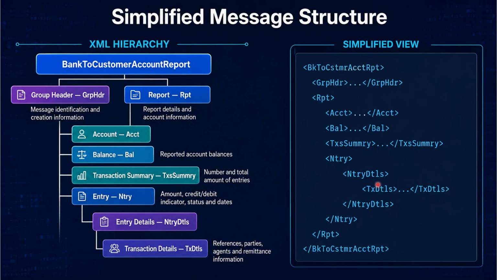An important structural point is that account, balance, transaction summary, and entry are sibling components inside the report. They are not nested inside one another. The exact production structure must follow the applicable ISO 20022 schema and usage guidelines.